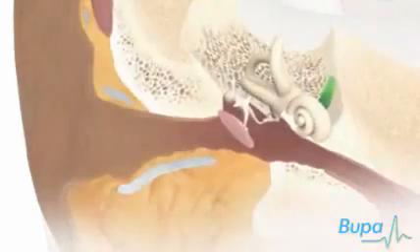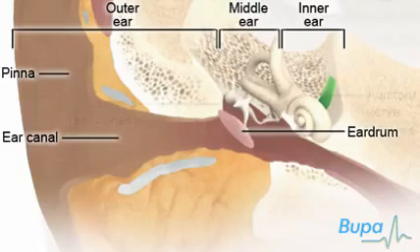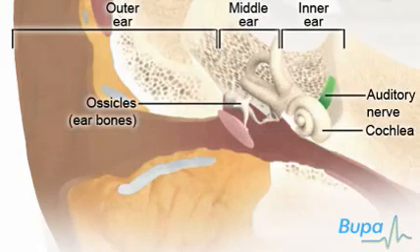This animation shows how our ears work. Click the navigation arrows below the animation screen to play, pause, rewind or fast forward the animation. Your ear consists of 3 parts: the outer ear, the middle ear and the inner ear. These all work together to pass sound through your ear and to your brain.